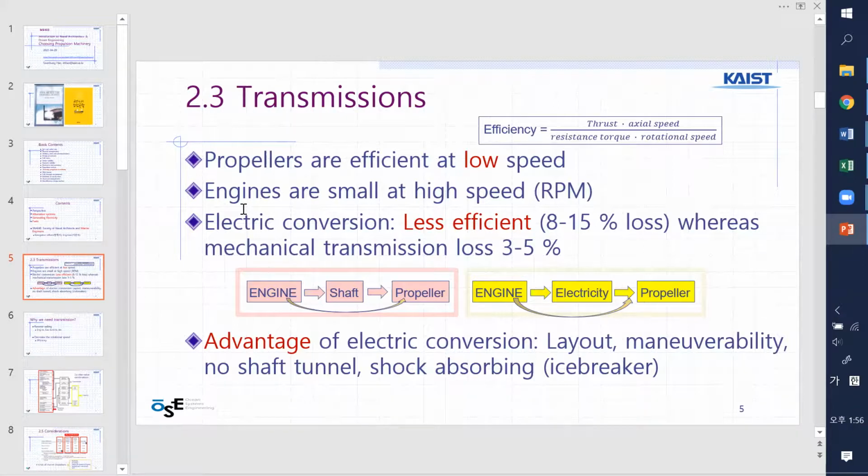Anyway, the pink box shows that the engine drives the shaft and the shaft drives the propeller. This is a mechanical transmission. But for electric, the engine generates electricity, and the electricity is used to drive motors to drive propellers. But there is an advantage of electric conversion: the layout, the maneuverability, no shaft tunnel, and shock absorbing of shock coming from the propeller. About layout, you may think about the electric car.